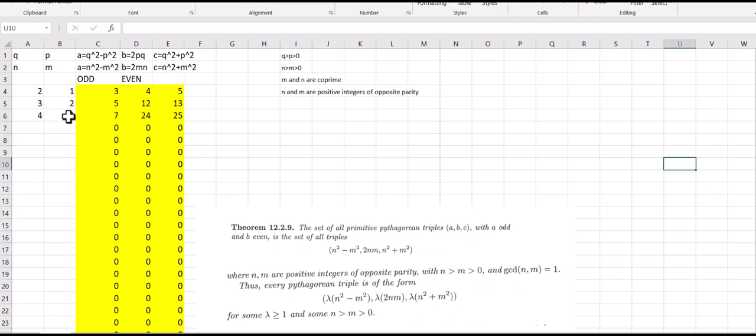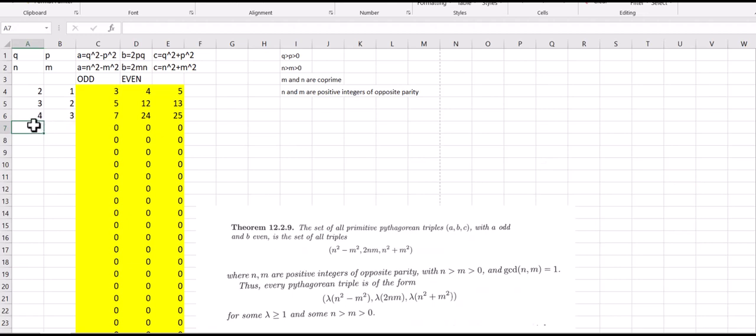So with n equals 4 and m equals 3, we now have this primitive Pythagorean triple: 7, 24, 25. You may verify that using your calculator. 7 squared plus 24 squared must be equal to 25 squared.